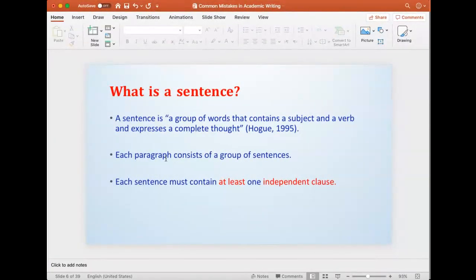And also each paragraph, so we are talking here about essays, long writing. In each paragraph, there should be a group of sentences. So look how it gets bigger and bigger. And finally here, each sentence must contain at least one independent clause. This is very important in a sentence. At the level of a sentence, an independent clause should have a subject and a verb, and it communicates a complete thought.